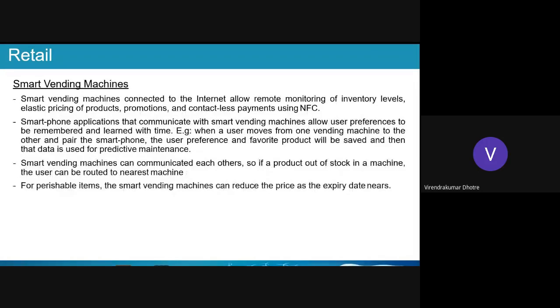Next is smart vending machines. As I am talking about the shelves, such vending machines are there. The smart vending machines are connected to the internet, and they allow remote monitoring of inventory levels and pricing of products, promotions, and contactless payments using NFC. So these are the smart vending machines which are doing this.